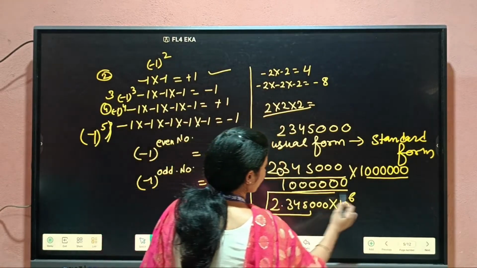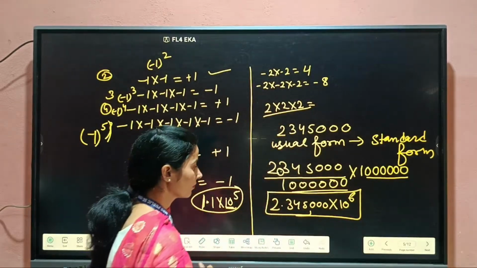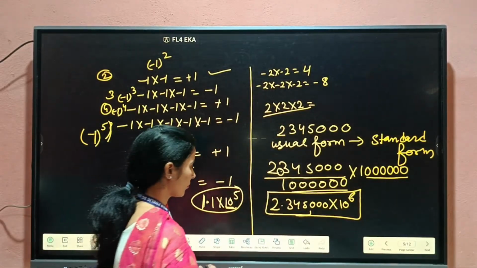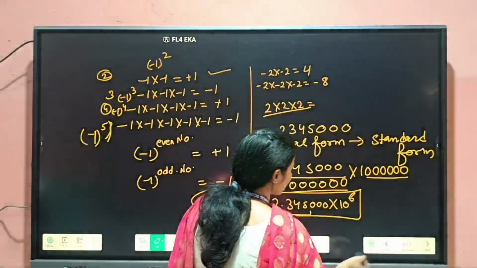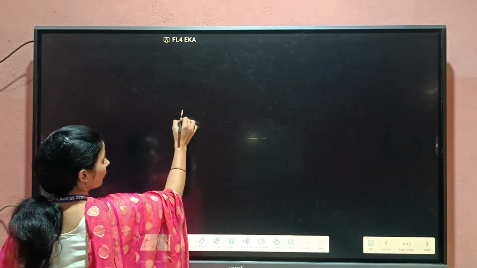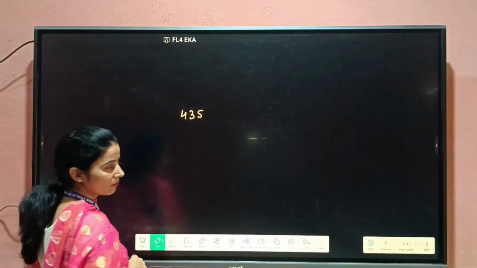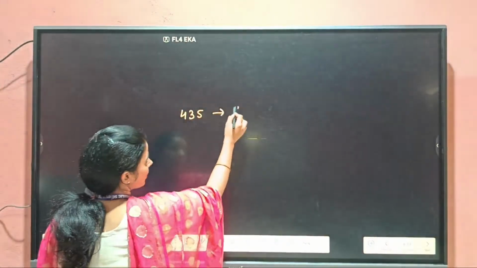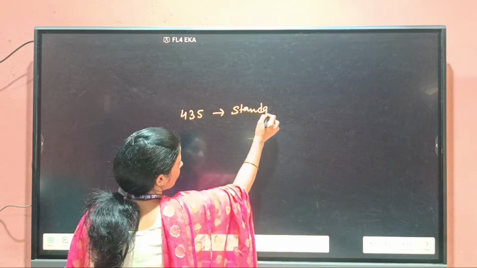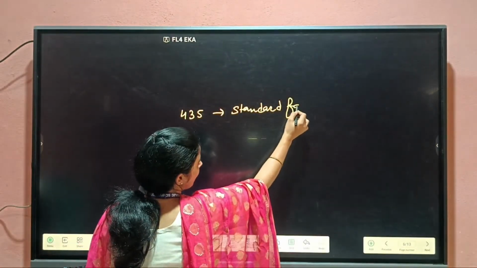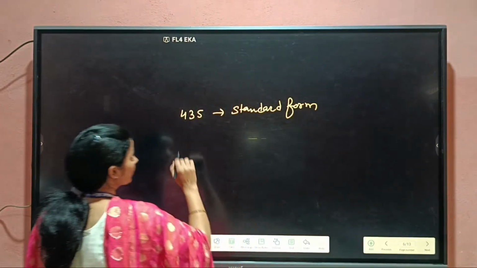This number is now in standard form. Consider one more example, like 435. This I have to convert into standard form. How can I convert this into standard form?